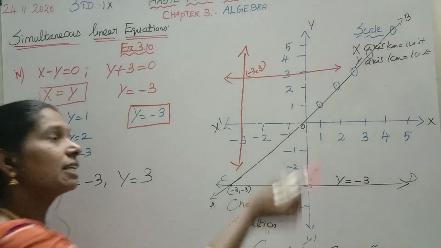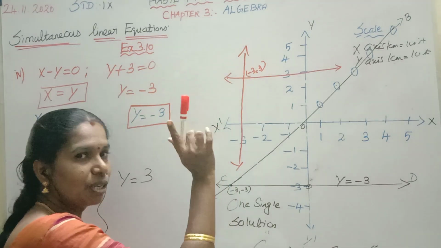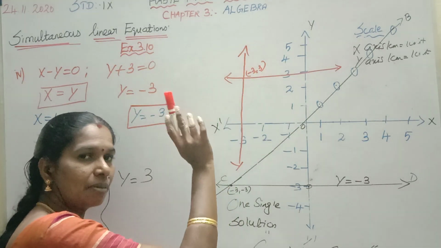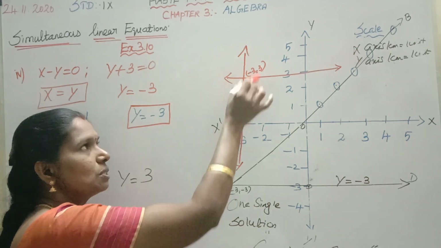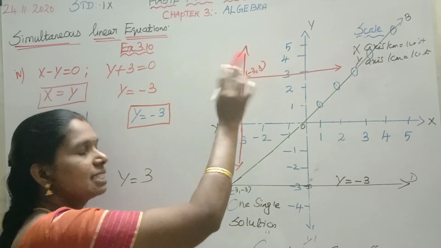6th sum. So it also has a single solution. It is also what system? Consistent system. The two straight lines are meeting at the point minus 3, 3.